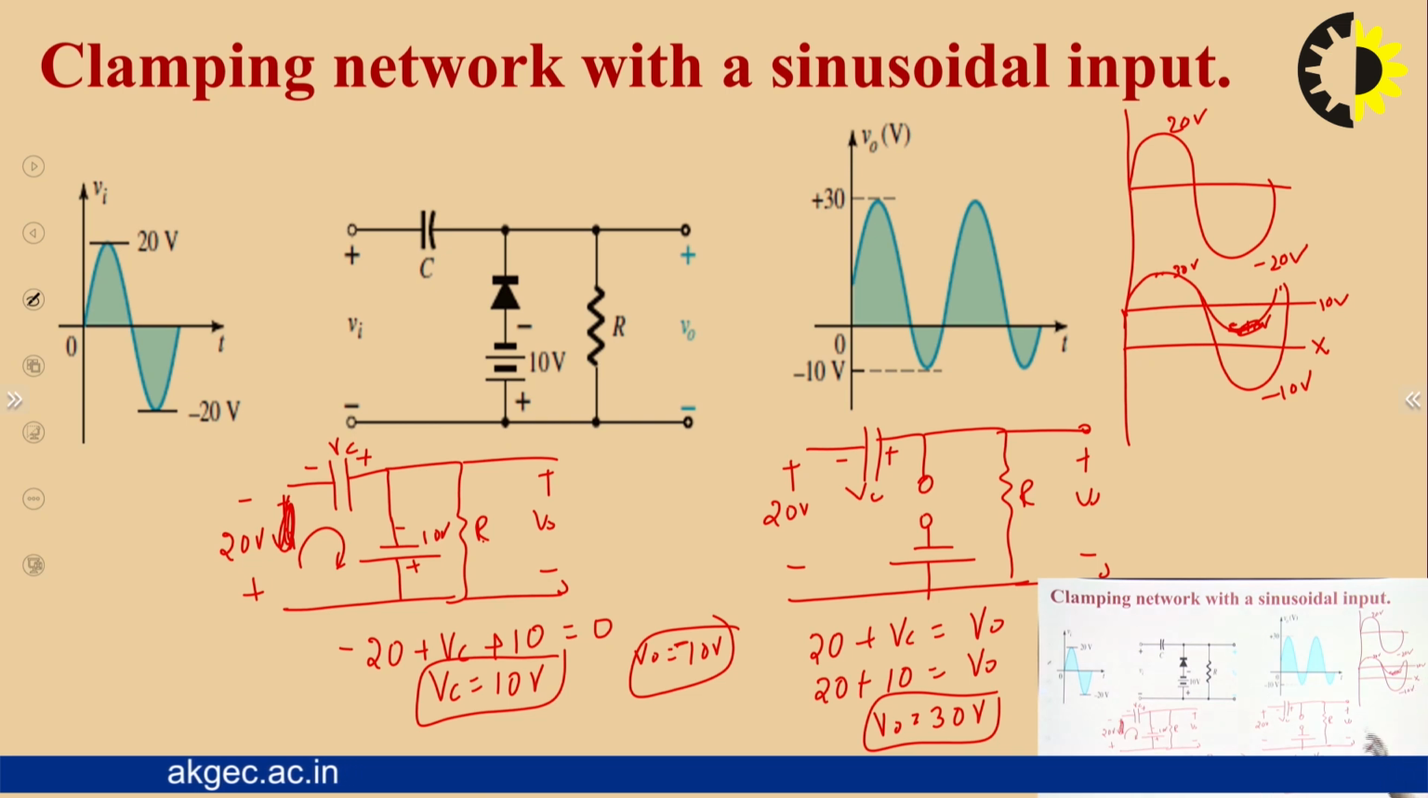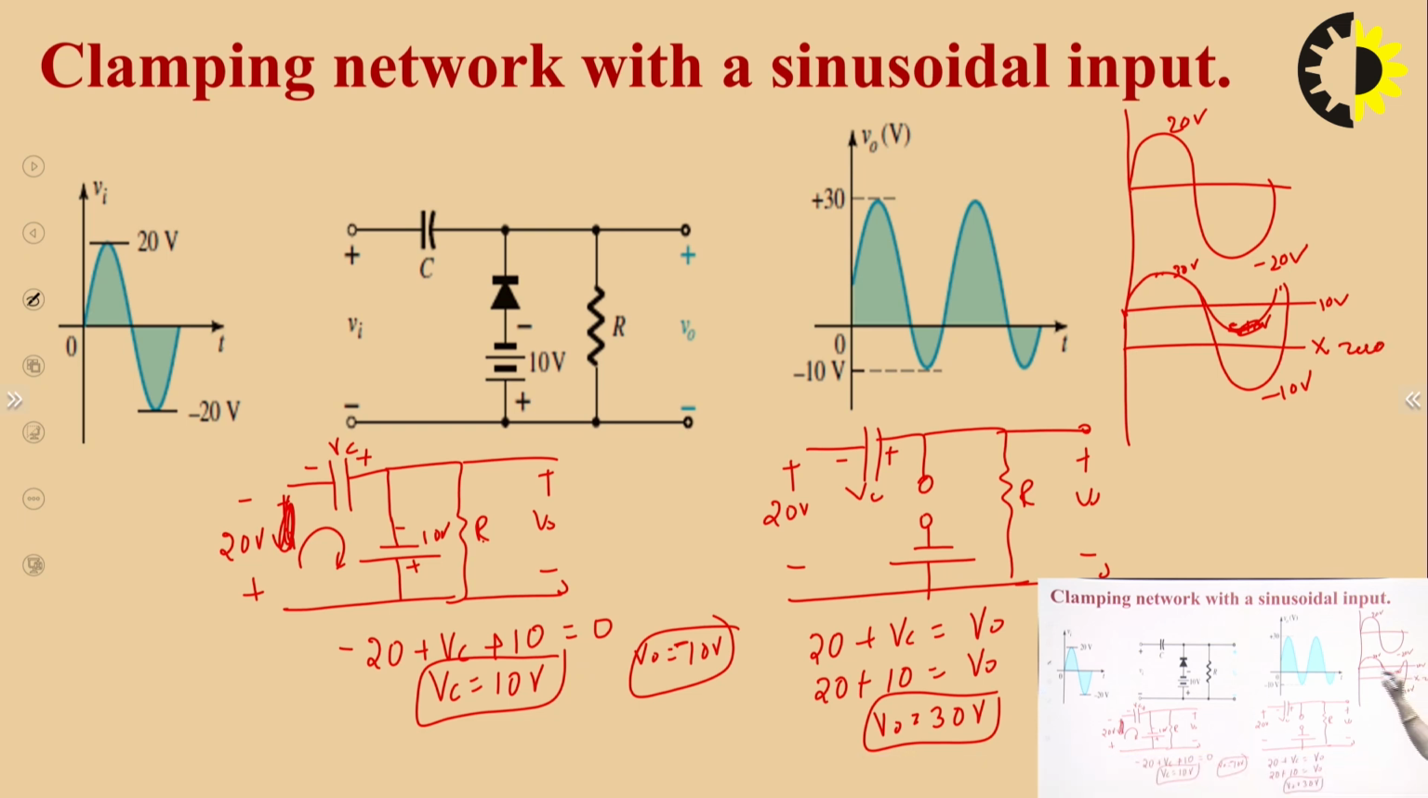So here we will first draw the datum line. This is the 0 axis. Then we will draw the DC level of 10 volt, and then the 30 volt peak value, and after that the minus 10 peak value. So this will be the waveform.